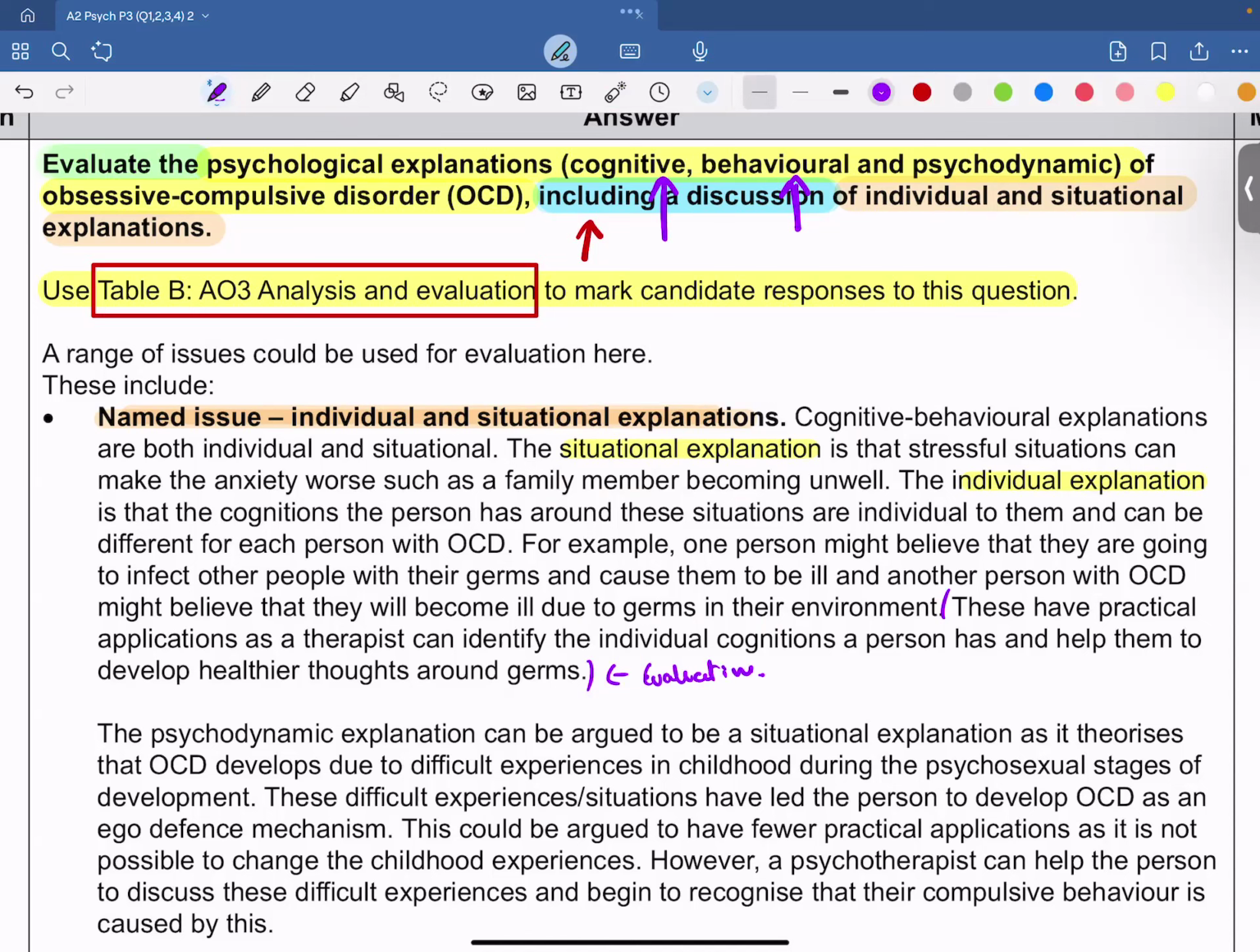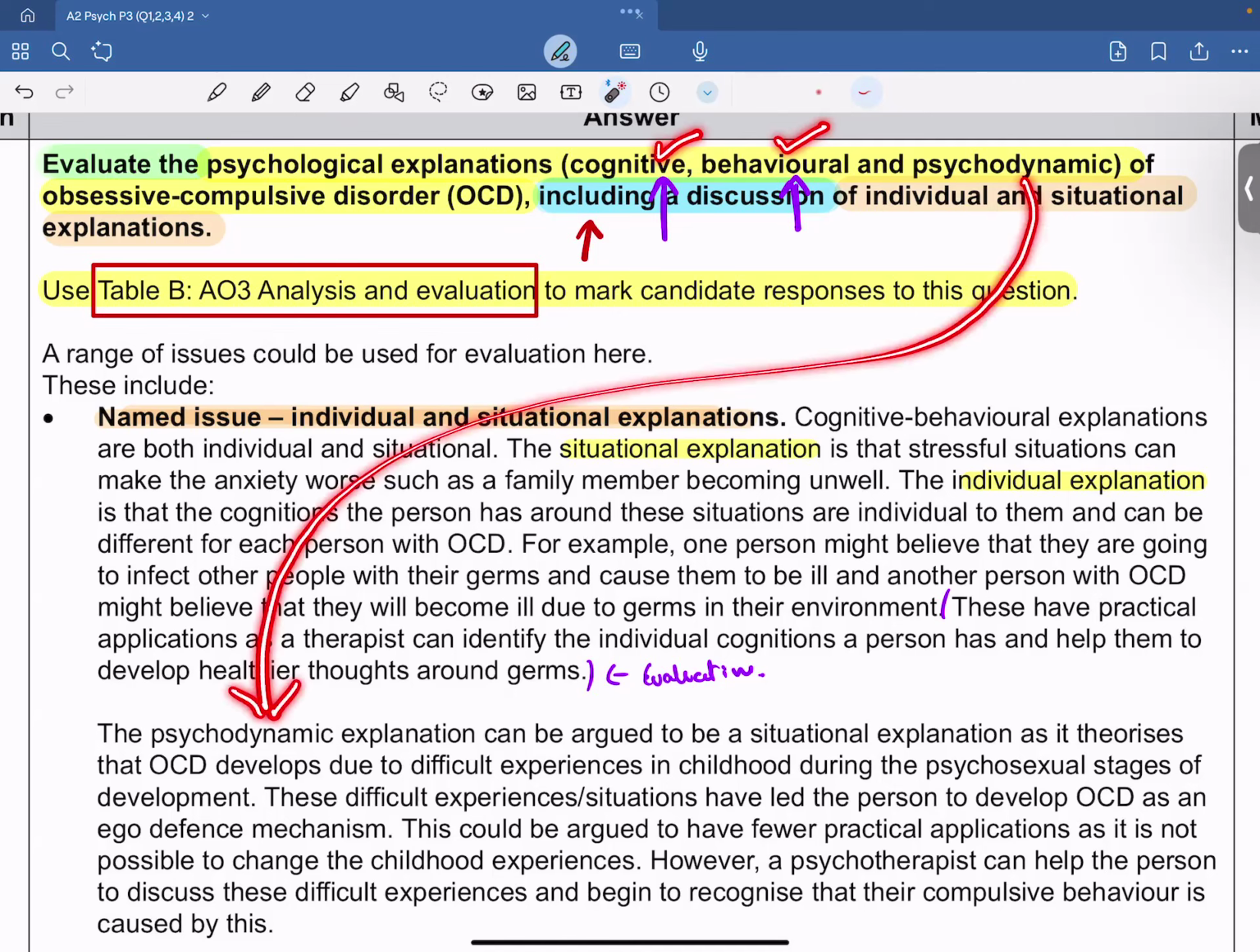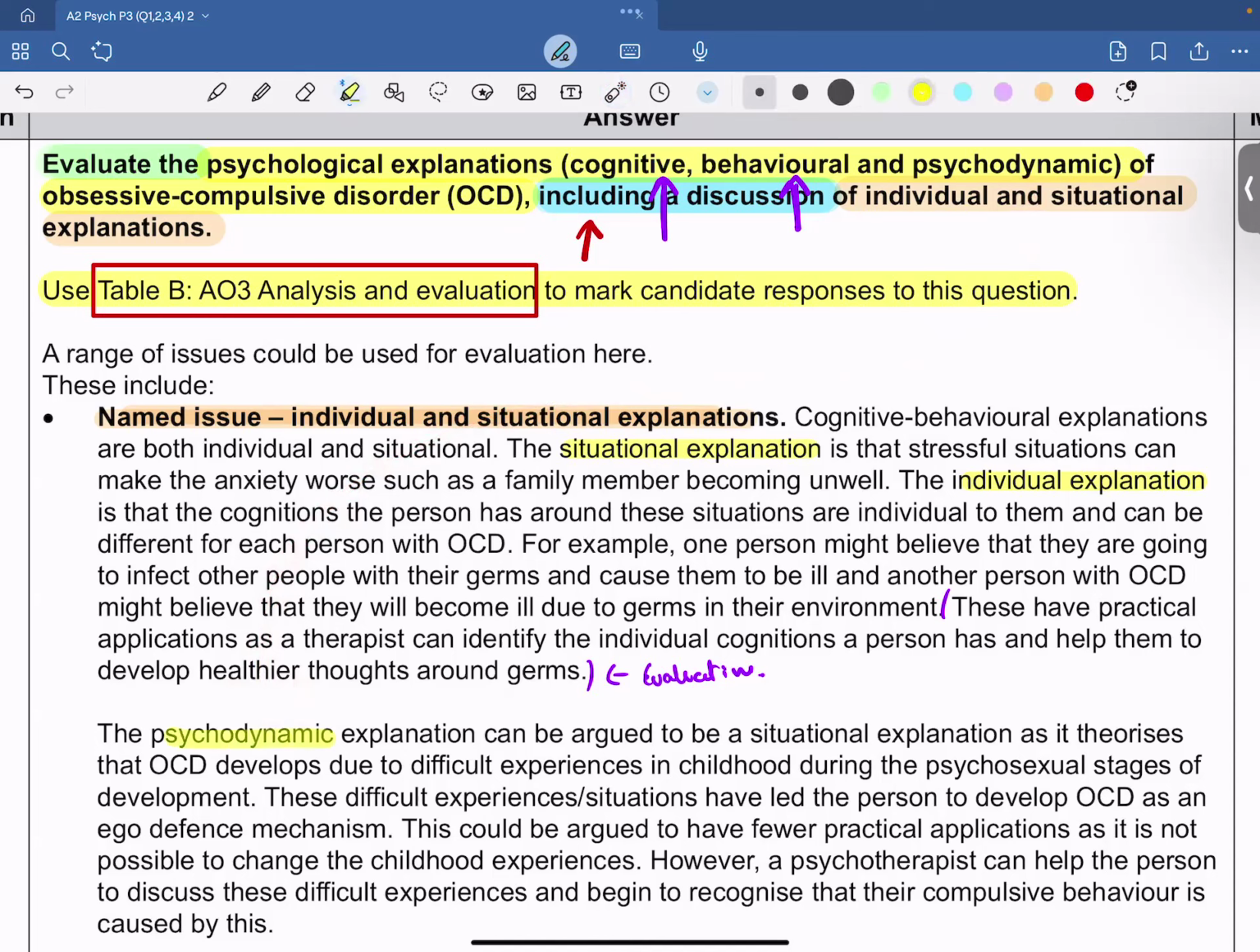Moving on. Now, have a look at this. See, the question demanded the cognitive explanation to be evaluated, the behavioral explanation to be evaluated, as well as the psychodynamic explanation to be evaluated. So, moving on towards the psychodynamic explanation here. On the other hand, the psychodynamic explanation can be argued to be situational, as it theorizes that OCD develops due to difficult experiences in childhood during the psychosexual stages of development.